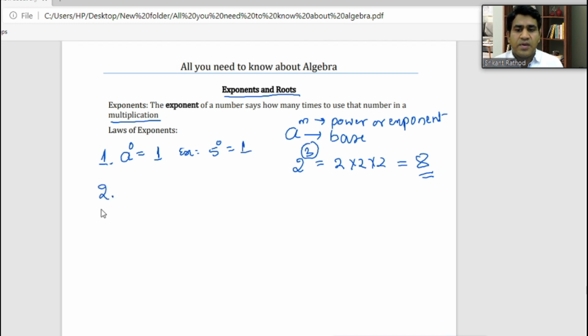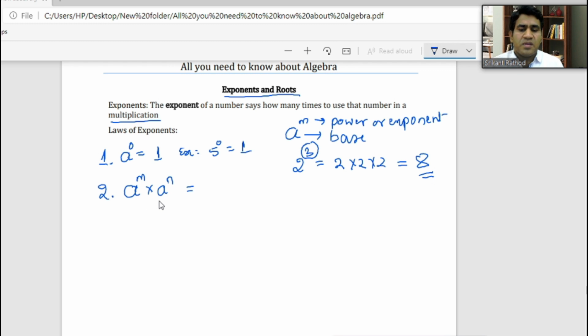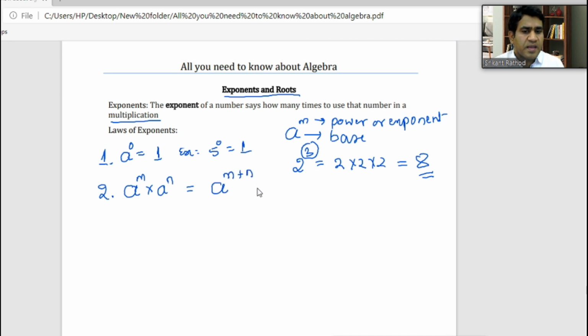Okay, the second law here is a to the power m times a to the power n. In this case, both the bases are the same, a, and the terms are multiplied. Whenever this situation comes, you can write it in the form of a to the power m plus n. So for example, when I write 2 to the power 3 times 2 to the power 2, this can also be written as 2 to the power 3 plus 2, that is 2 to the power 5. That is how we use this exponential rule.